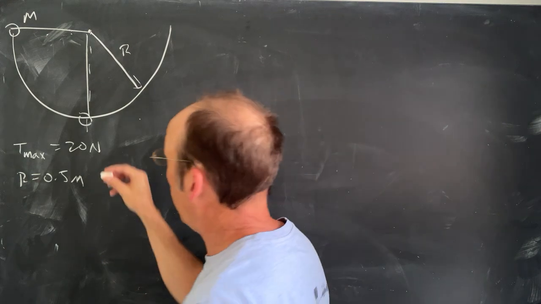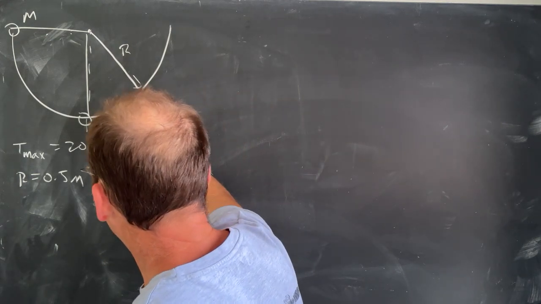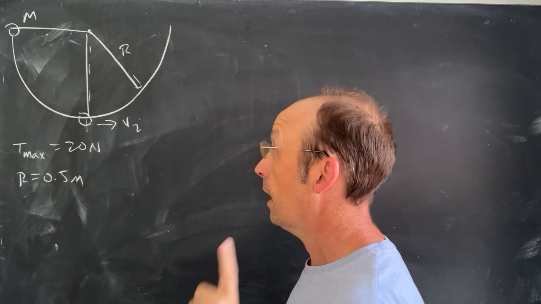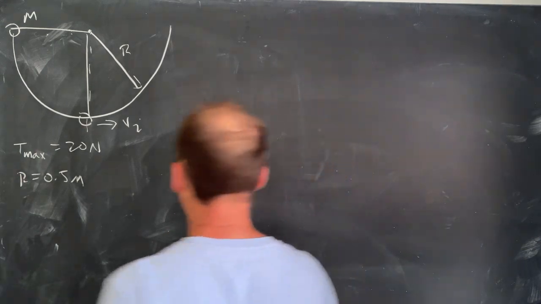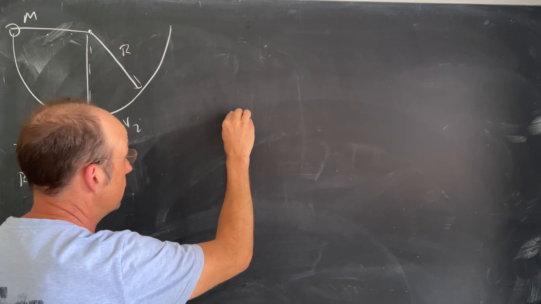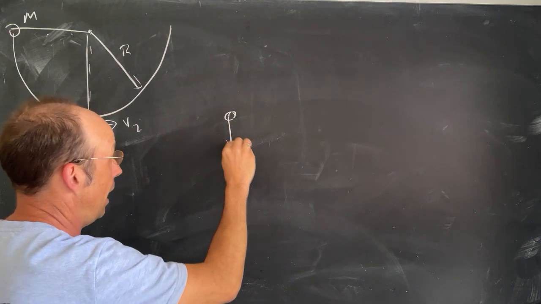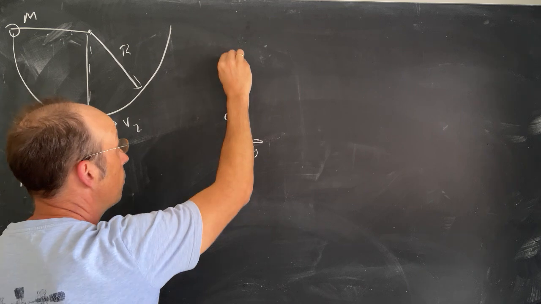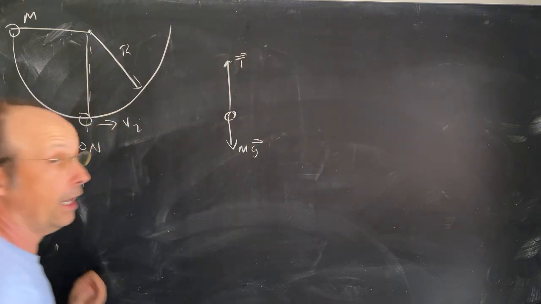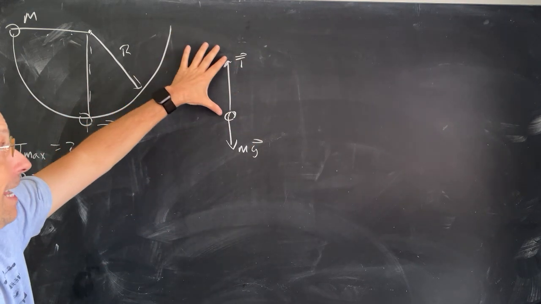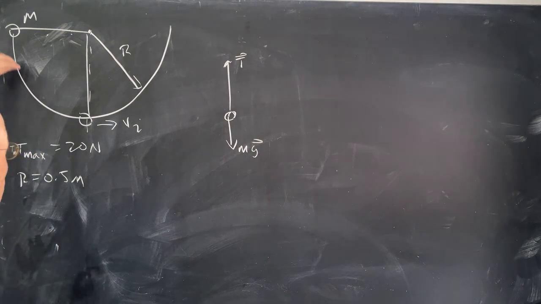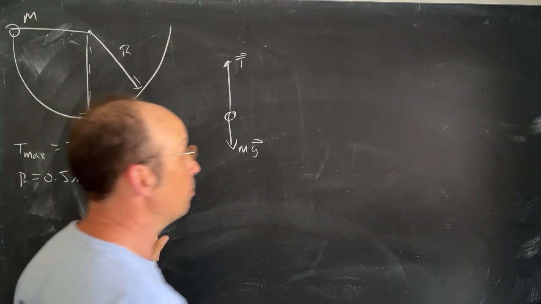At the bottom, it's going to have some velocity. I'm going to call that v2, and we'll see why in just a little bit. I want to draw the force diagram for that. There's my mass. I have the downward gravitational force mg. The string pulls up with the tension T. You'll notice that I drew the tension greater than the gravitational force because at this point, the ball is moving in a circle.